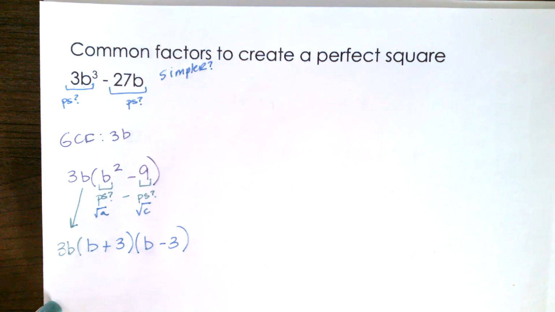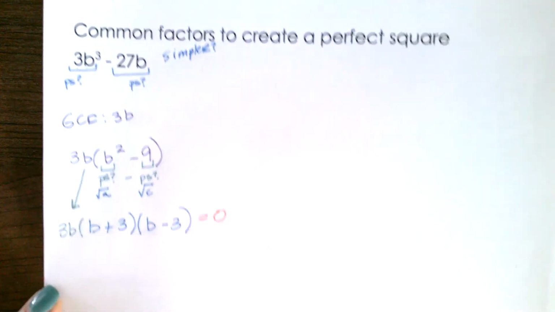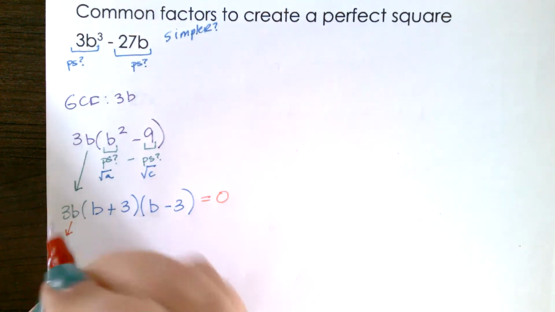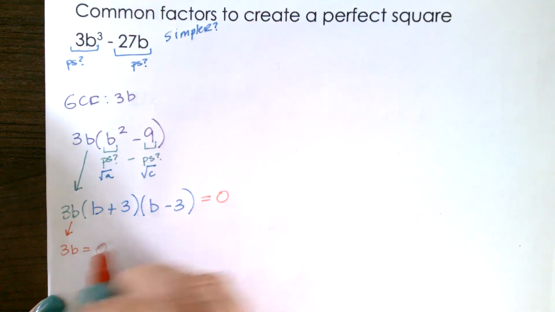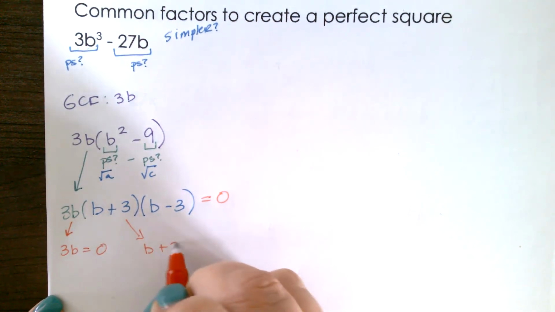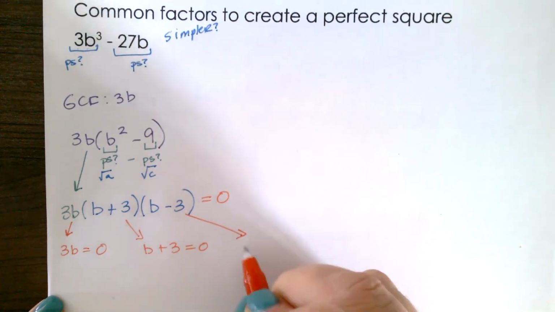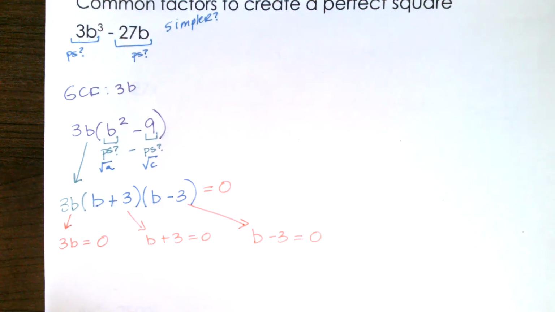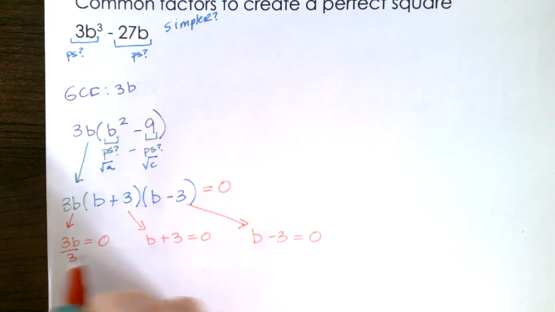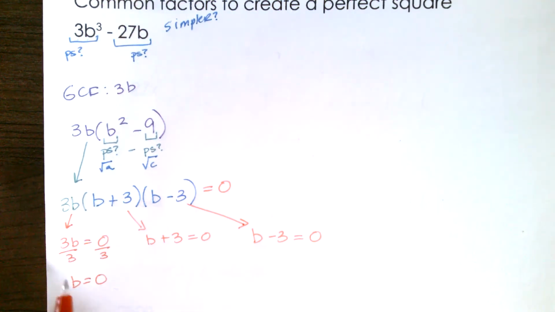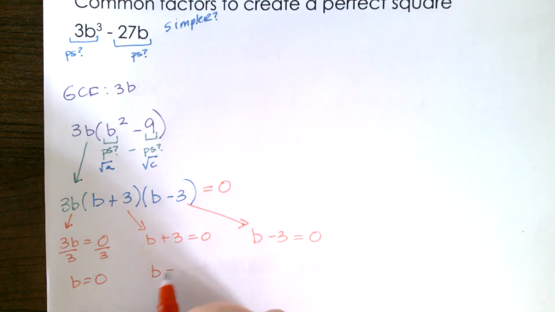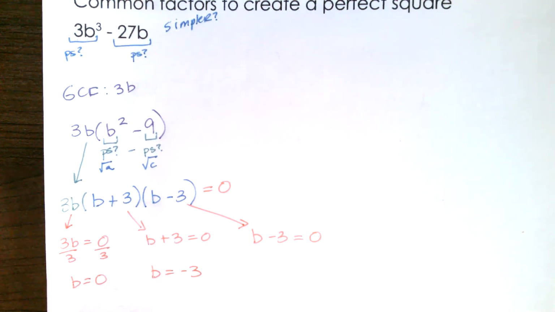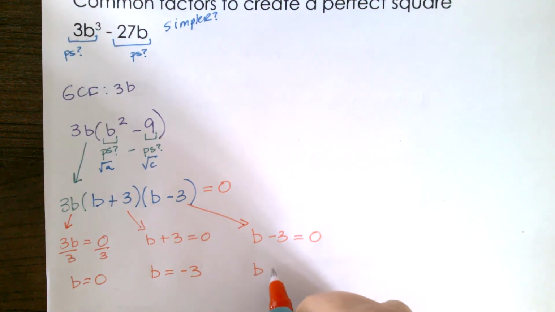Now, if I was going to ask you to solve, remember we have something set equal to 0. Every factor needs to be set equal to 0. Oh, this is peculiar. Something we have not had yet. I would divide by 3, divide by 3. Okay, so b could equal 0. Subtract 3 from both sides. B could be -3. And add 3 to both sides.